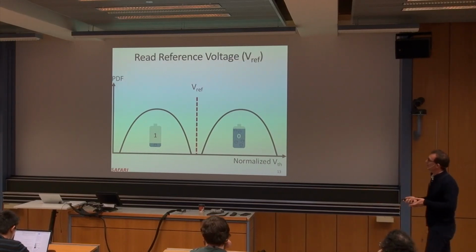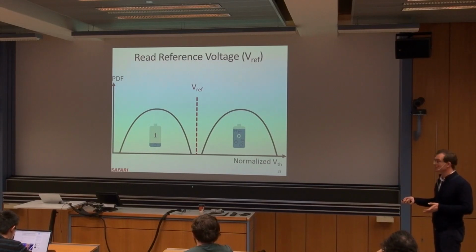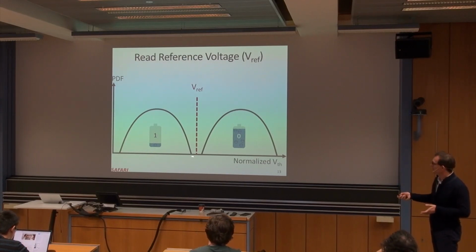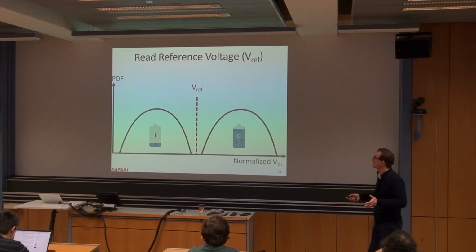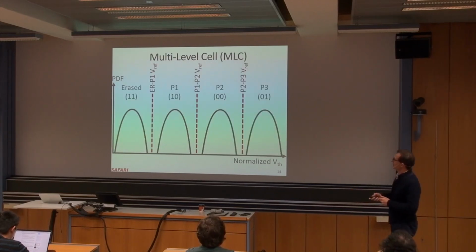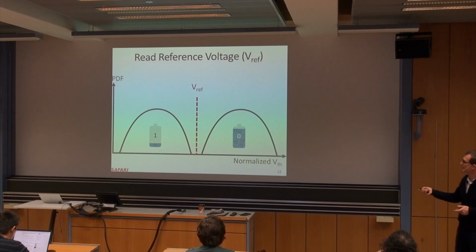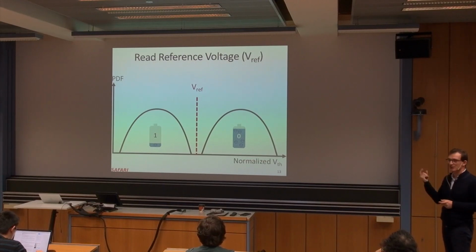So basically you select your read reference voltage such that it hopefully delineates this distribution from this other distribution so that you get no errors. Right? If these distributions were overlapping, you would get errors. And we will see that. Okay, so this is called single level cell, meaning a single cell denotes a single bit.